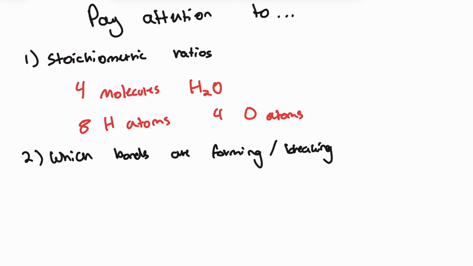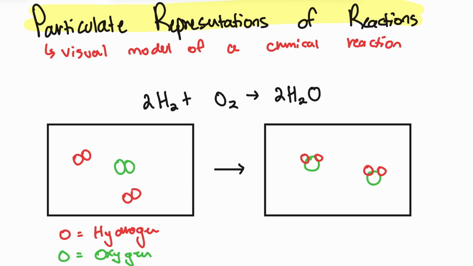Another thing we have to pay attention to is which bonds are forming and breaking. This is pretty self-explanatory, but you just need to make sure that you're paying attention to which combination of circles will make up our reactant substances and which combination of circles will make up our product substances. And when I say circles, I'm talking about our key, which says a red circle is a hydrogen atom, a green circle is an oxygen atom. And so of course, if we want to form a molecule of water, we need 2 hydrogen atoms and 1 oxygen atom, which I've shown here by this combination of circles.